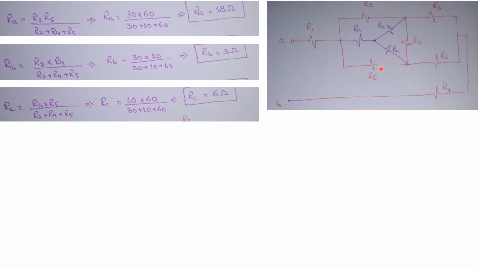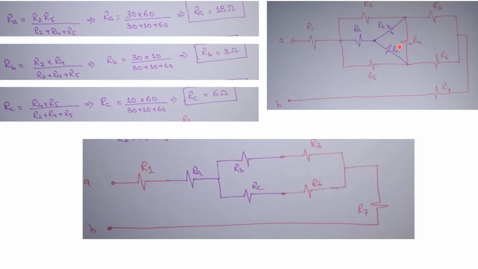Now you can replace this circuit with that Y network. It means R2, R5 and R4 will be removed from the circuit. Now the circuit looks like that. This is basically RA, this is RB, and this is RC. Now RB, RC are in series with R6 and R3, and R1 is in series with RA.